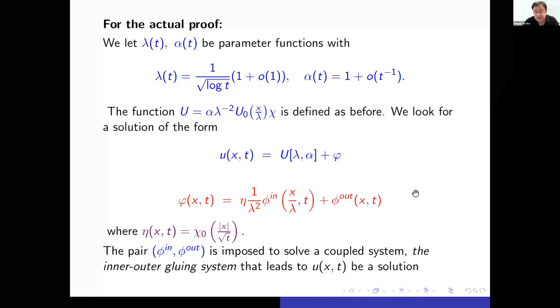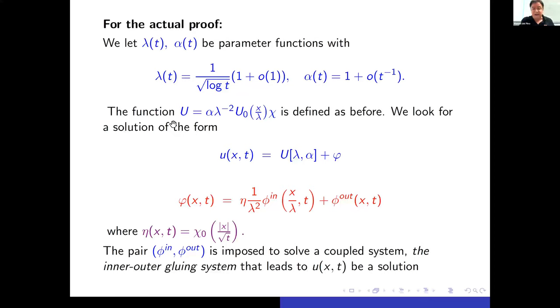For the proof, the actual proof goes along similar lines. In fact, we start with a lambda of t that at main order behaves in the right way, but an alpha of t that is one plus some correction. I give some flexibility in the alpha because I need to choose it later. And then I let u be simply this initial ansatz, which is the same I already considered, plus some remainder. And this remainder I choose in this way. This phi is an inner correction, which is the one that I already found, times some cutoff. I cut it off at a finite distance. In fact, it's enough that I do it at a self-similar distance. Plus some phi outer, which is the outer contribution of the equation.